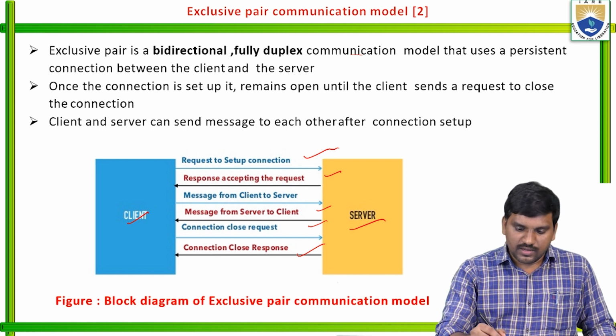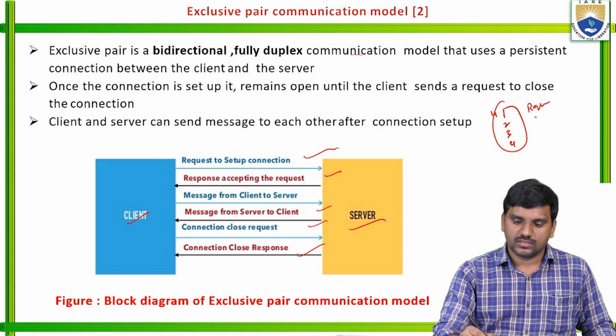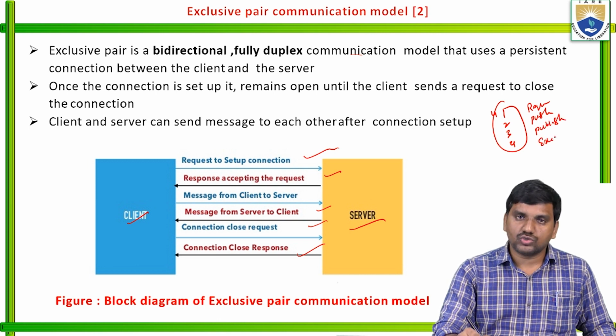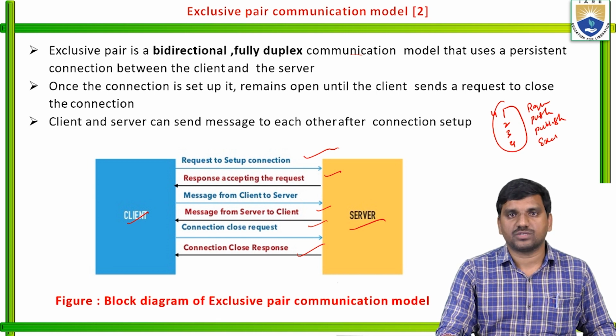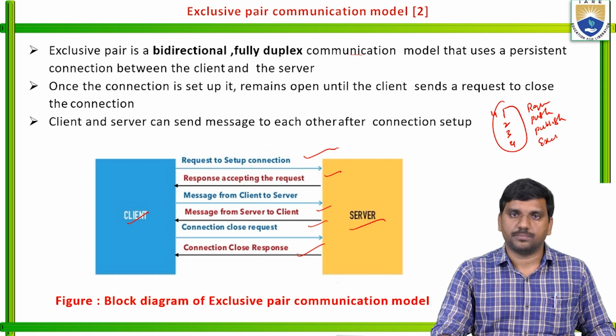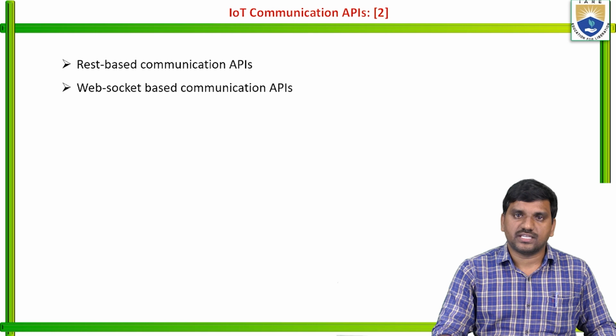So these are the 4 types of communication models available in IoT: request-response communication model, push-pull communication model, publish-subscribe communication model, and exclusive pair communication model. So these are very important communication models in order to build networks through IoT. So next, let's move on to the IoT communication APIs.